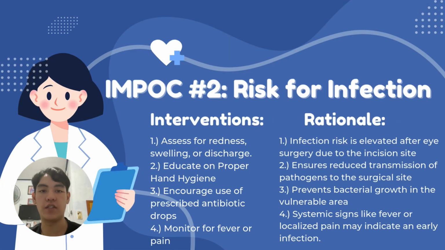Our second immediate post-operative care is the risk for infection, and interventions include assessing for redness, swelling, or discharge, because infection risk is elevated after eye surgery due to the incision site. Second is to educate on proper hand hygiene. It ensures reduced transmission of pathogens to the surgical site. And third is to encourage use of prescribed antibiotic drops so that it prevents bacterial growth in the vulnerable area. And lastly is to monitor fever or pain. Systemic signs like fever or localized pain may indicate an early infection.